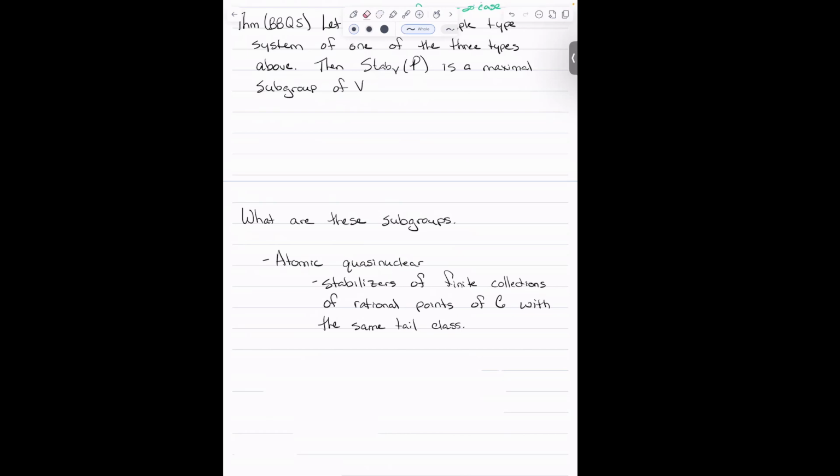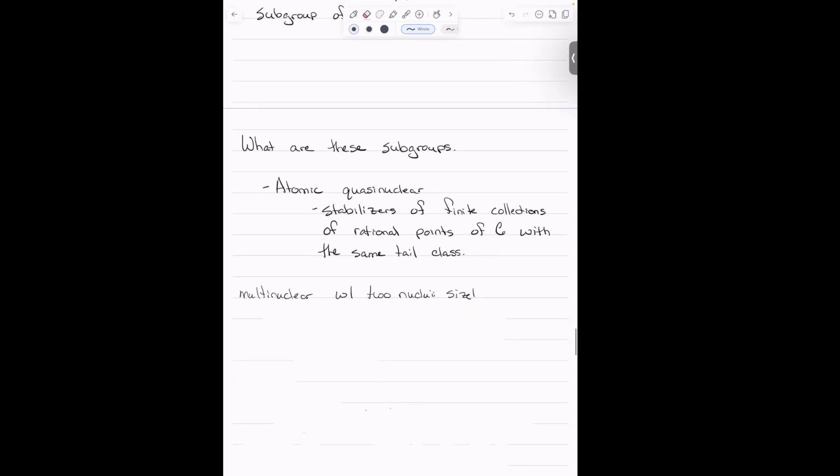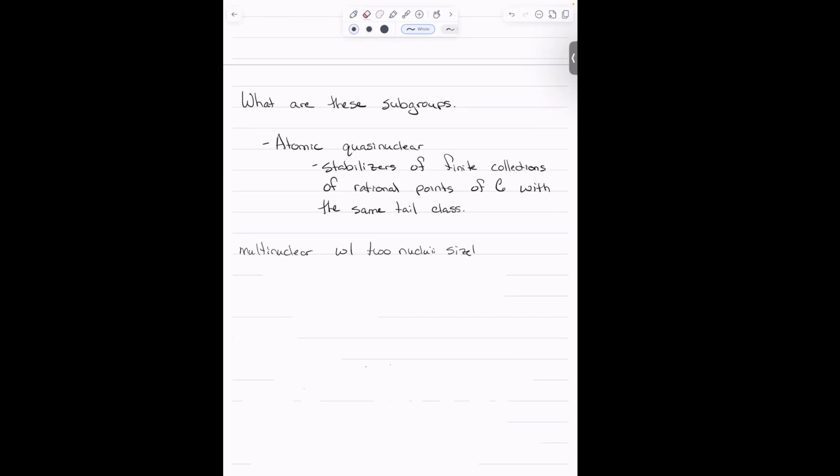So these are the maximal subgroups that were generally known before any of our work, right? It's sort of a folklore result that stabilizers of rays are going to give you maximal subgroups. So this is a slightly upgraded version of that, saying that you can also have stabilizers of finite collections if they have the same infinite tail class. And this is basically because you're going to be able to also be very transitive on the rays, right? You'll be able to have an action that permutes the rays around as well.